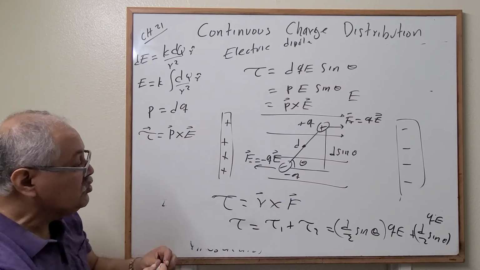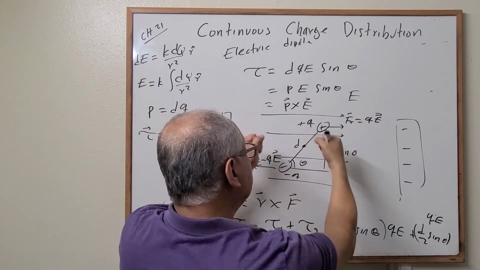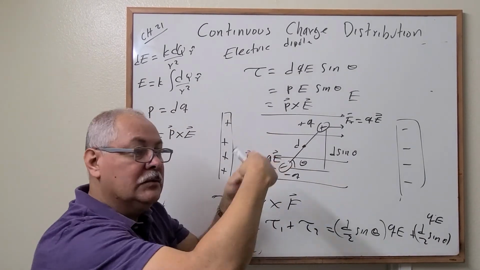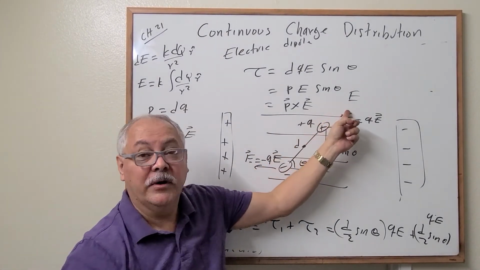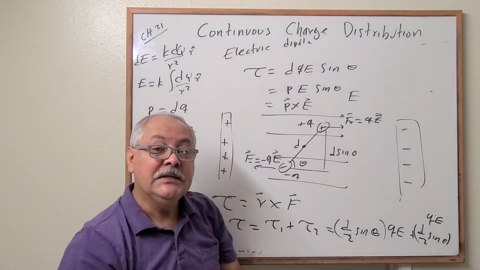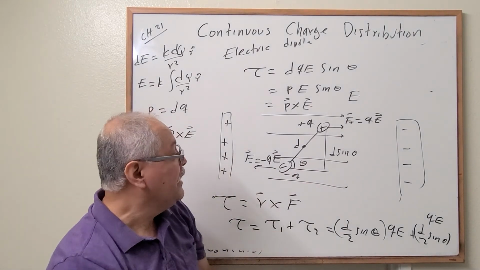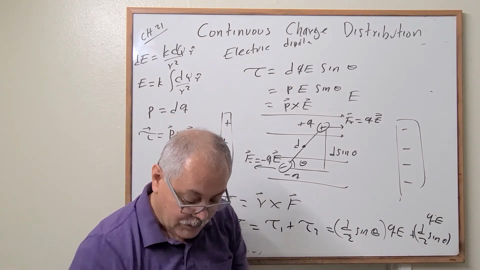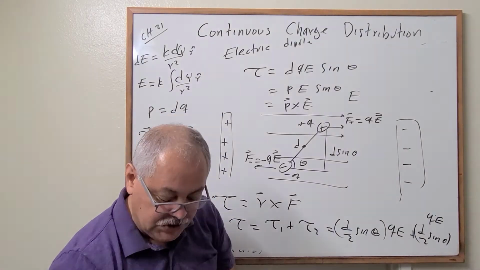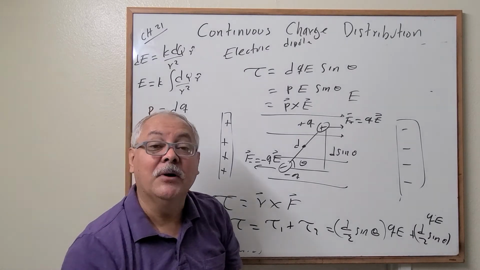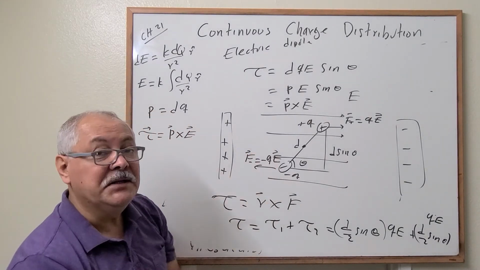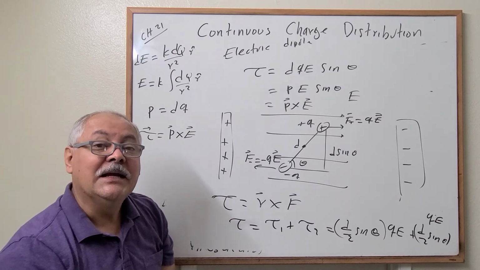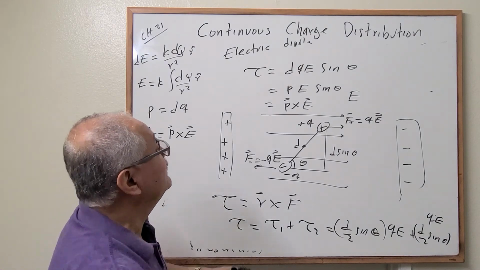Perfect. Now, because we have rotation, let's try to find work, right? The field is doing work. It's rotating, right, this electric dipole. Also, from here we can find the potential energy for this electric dipole. Let's find the potential energy involved in this electric dipole. Let's do it.